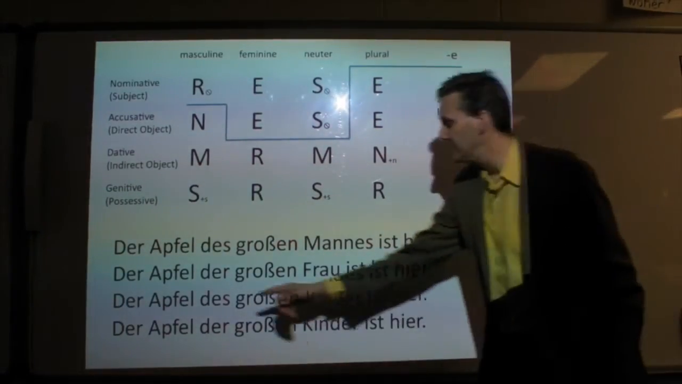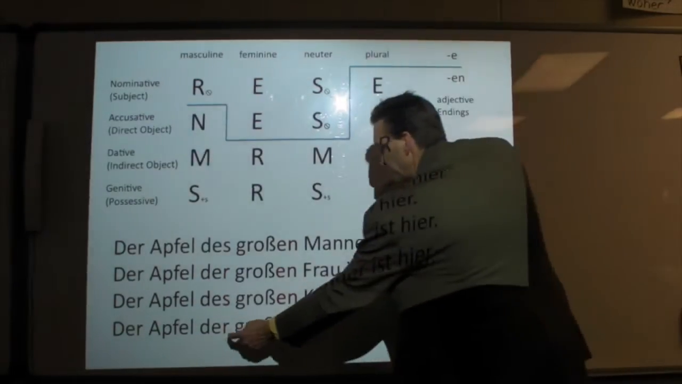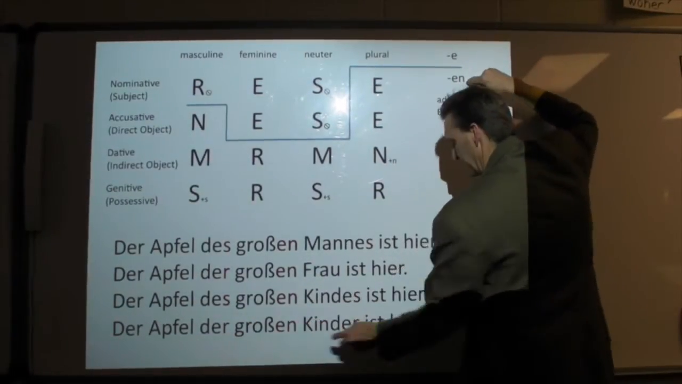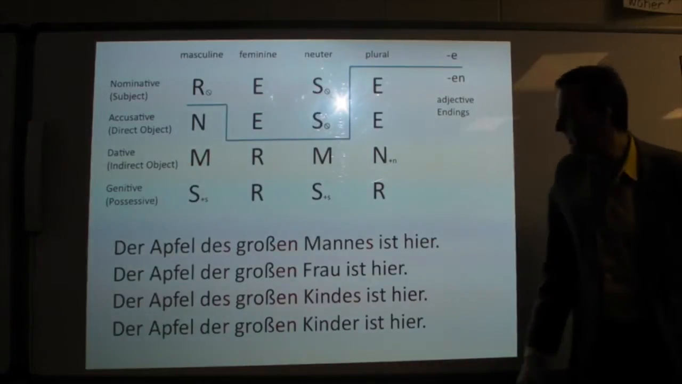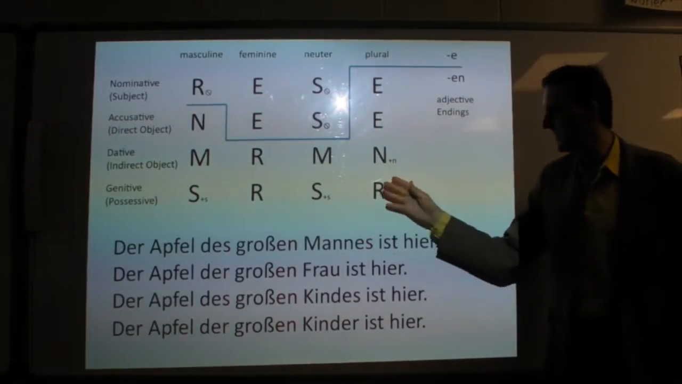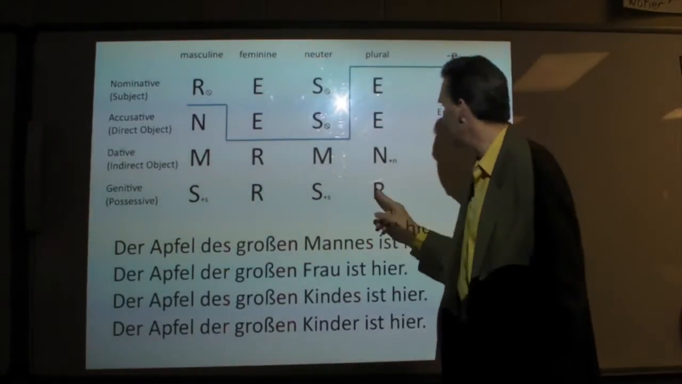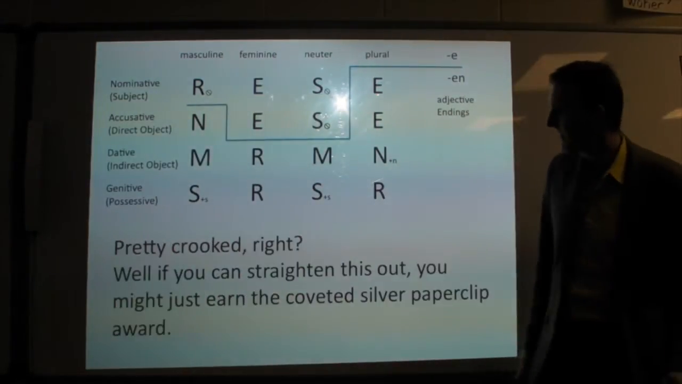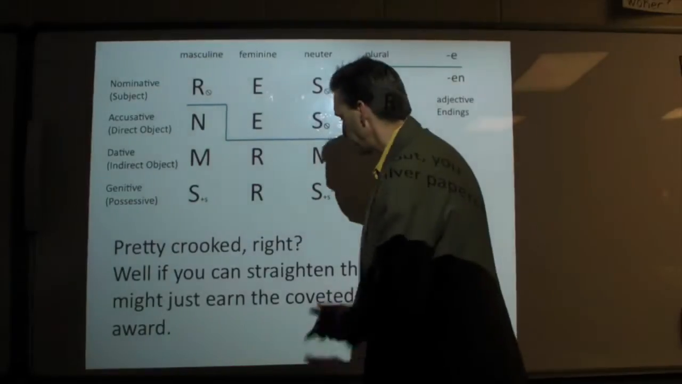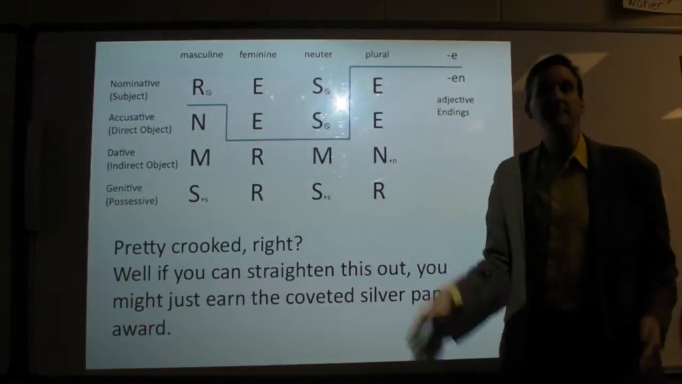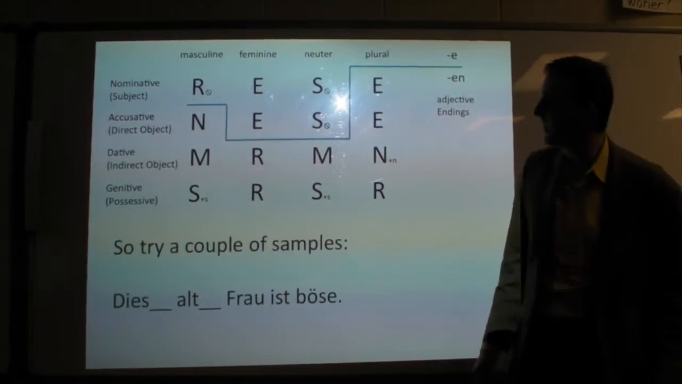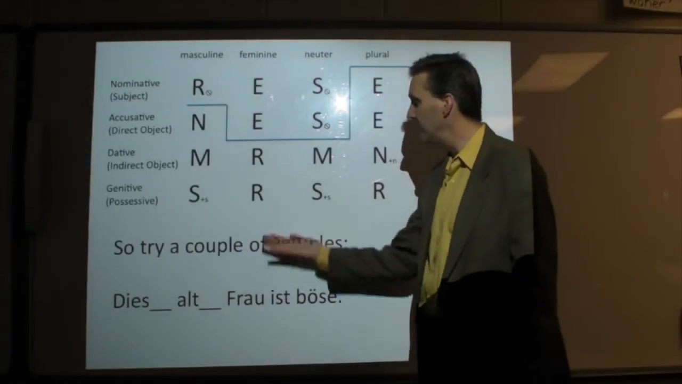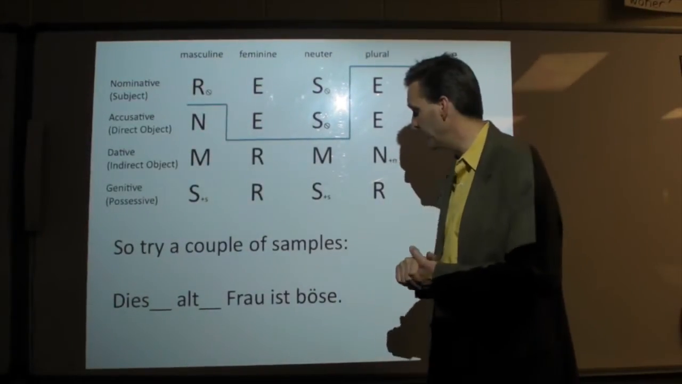And finally, der Apfel der großen Kinder, well, that's actually not the R of Kinder. So, just der großen and Kinder is still Kinder, is here. Okay? Very good. So, if you know the line, you get that, you just follow the line and you'll be good. Let's try a couple together, see if you get that, okay?